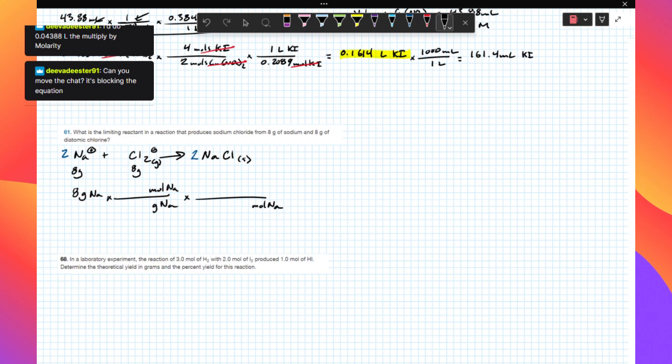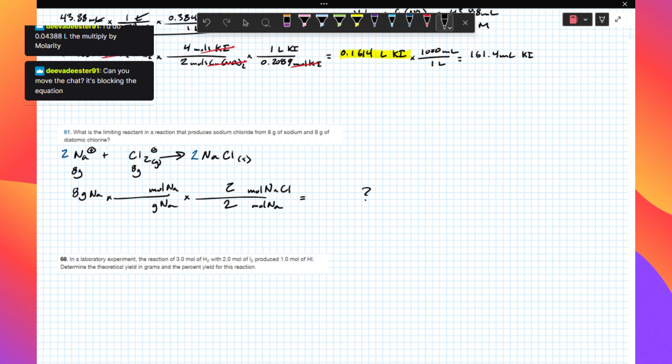Once we have that molar mass, we can do our conversion. Let's see. What is the limiting reactant? For every 2 moles of sodium, there's 2 moles sodium chloride. So that's a 1-to-1 relationship. And then based on what that gives us, we'll be able to determine if this is our limiting reactant.